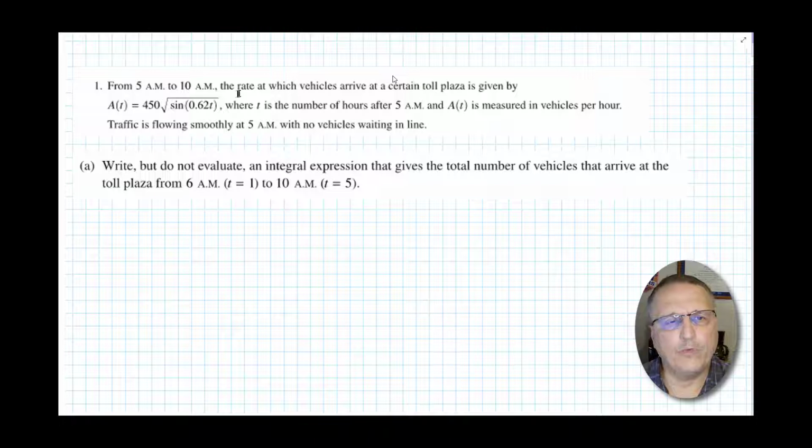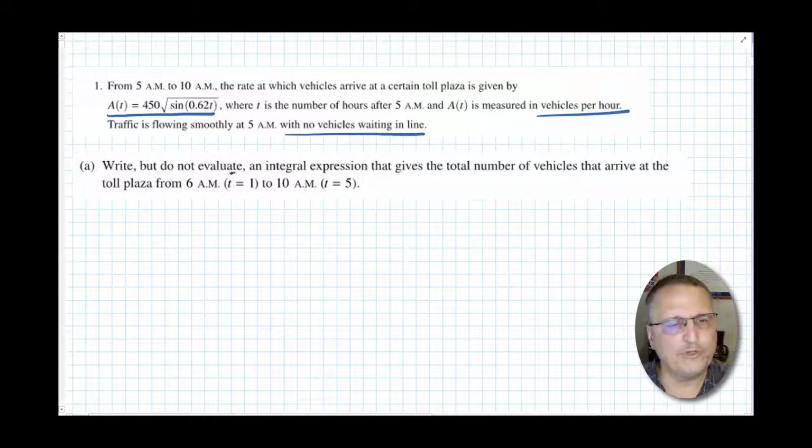Problem number 1 says, from 5 a.m. to 10 a.m., the rate at which vehicles arrive at a certain toll plaza is given by this function, A of t, where t is the number of hours after 5 a.m. and A of t is measured in vehicles per hour. Traffic is flowing smoothly at 5 a.m. with no vehicles waiting in line.